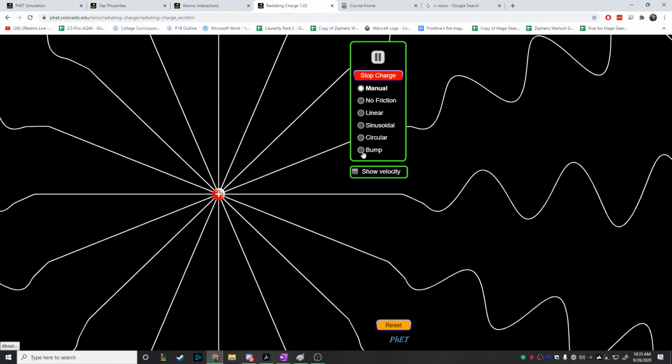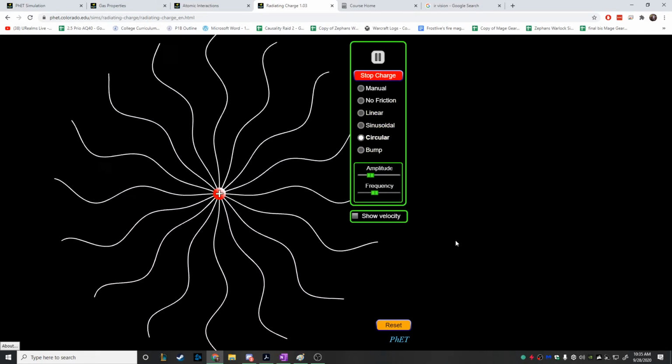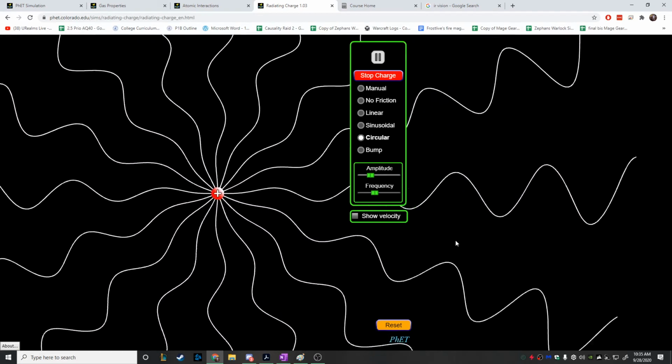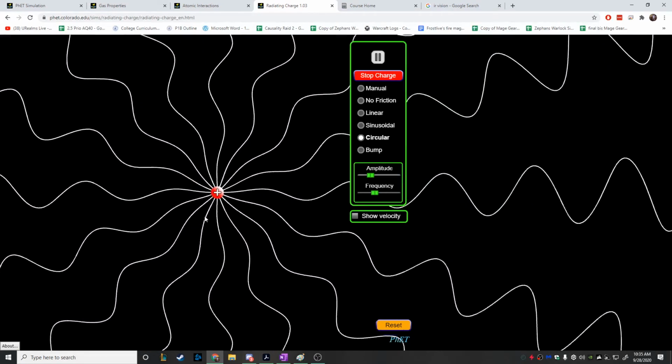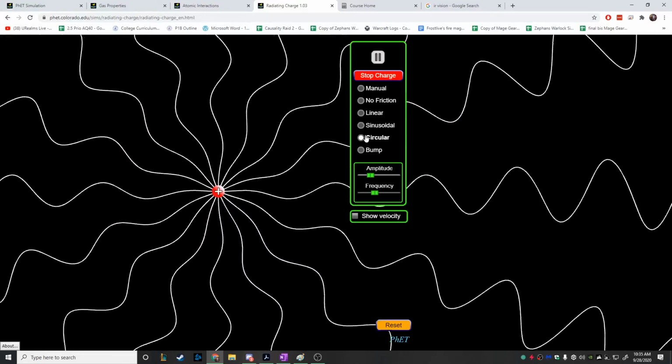There are other things we can do with this. You can do the circular one too. That one looks kind of cool. Mostly it just ends up looking kind of trippy. But it's definitely a good simulation. So we're going to stop this for now.